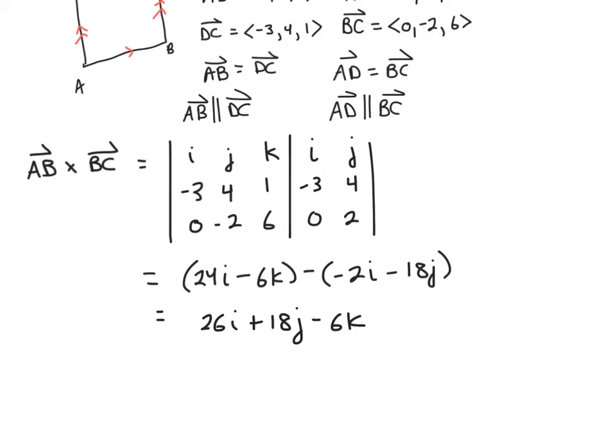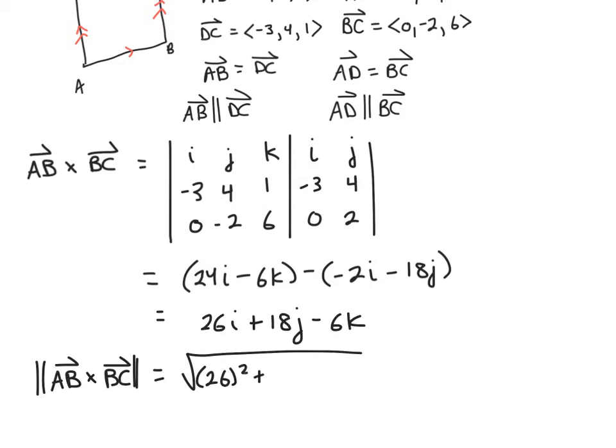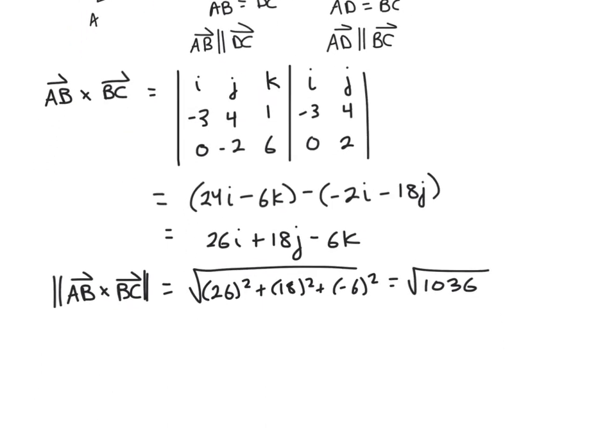So now to finish finding the area of this parallelogram, we're going to take the magnitude of this cross product, which will be the square root of 26 squared plus 18 squared plus negative 6 squared, which will be the square root of 1036, and we can get a decimal approximation for that. So our area is going to be approximately 32.19, and we'll say units squared.